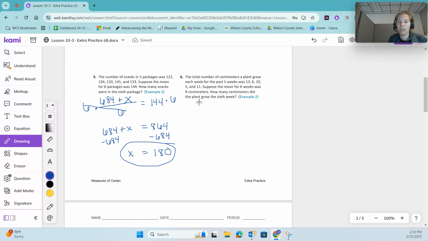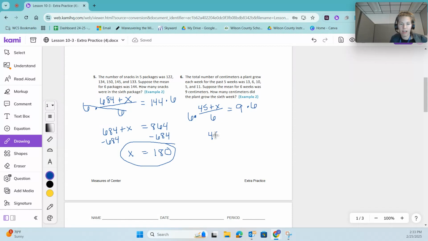The total number of centimeters a plant grew each week for the past 5 weeks was this. Suppose the mean for 6 weeks was 9. So again, we're going to add them all up. So I have 45 plus some number, divided by 6, again because it says 6 weeks, equals 9. Follow my same process here, times 6 on both sides, and I get 54.